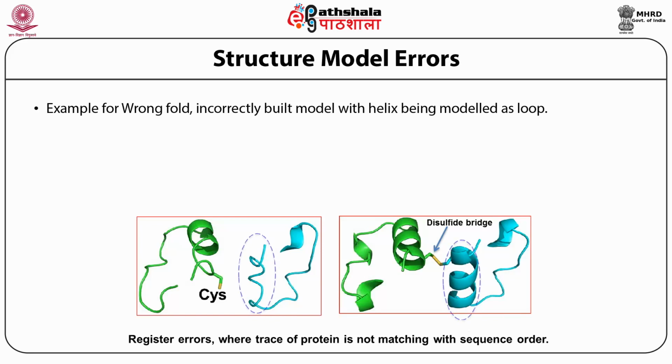And the more important thing is that on the left-hand side the cysteine is no longer forming a disulfide bridge with the loop, whereas on the right side you see the correct fold, where the disulfide bridge has to be formed between the two monomers of the protein. So if you take a template where the secondary structure is predicted wrongly, then the model which you are going to predict will also have error.